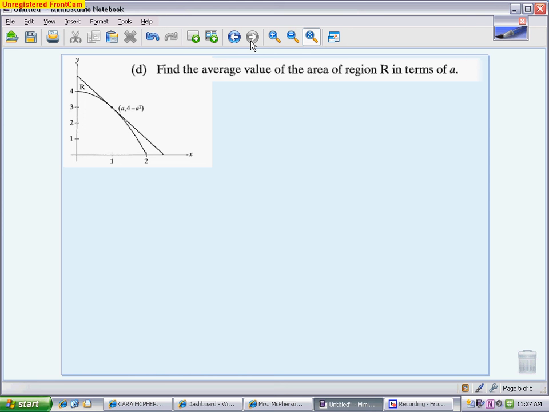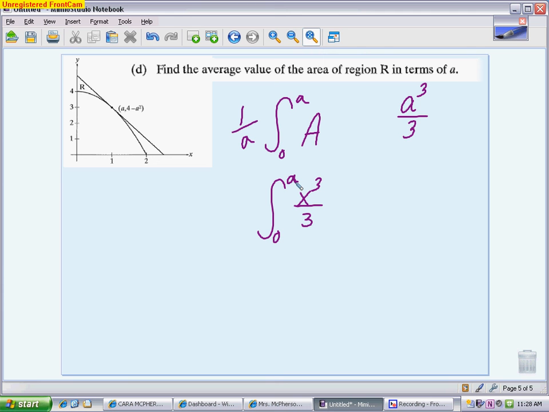That is the average value of the function. If I want the average value of the area, I actually have to integrate the area that I just got from 0 to a. And then I need to multiply by 1 over a, or divide by a. So the area that I just got in part C was a cubed over 3. Now they did want it in terms of x's because we have to integrate in terms of x's. So I'm actually going to integrate the function x to the third over 3.